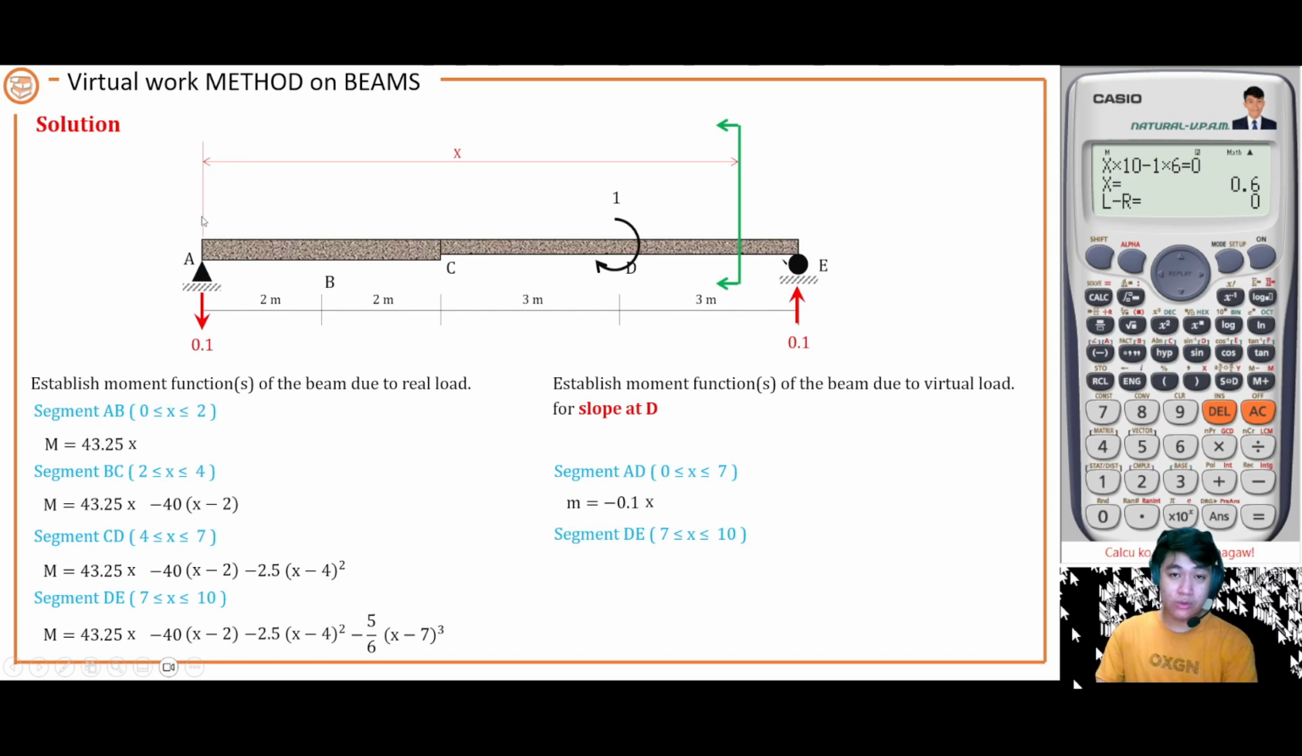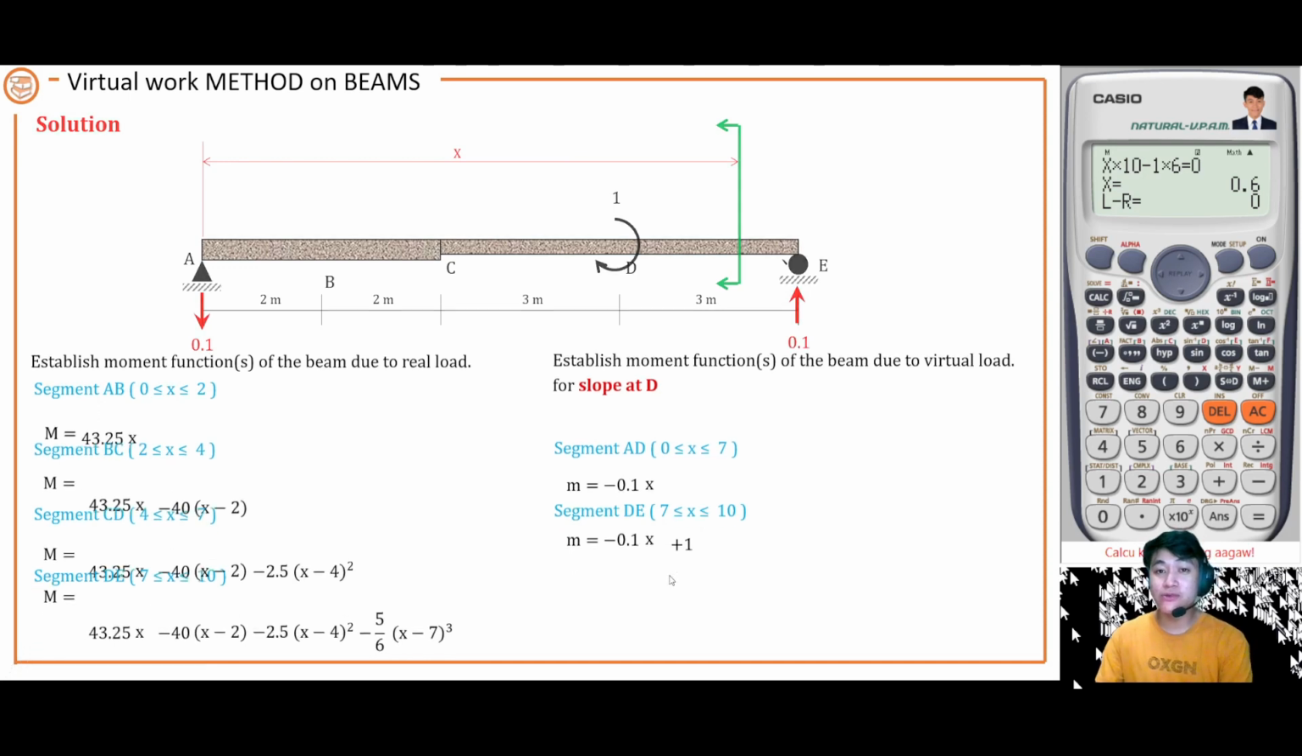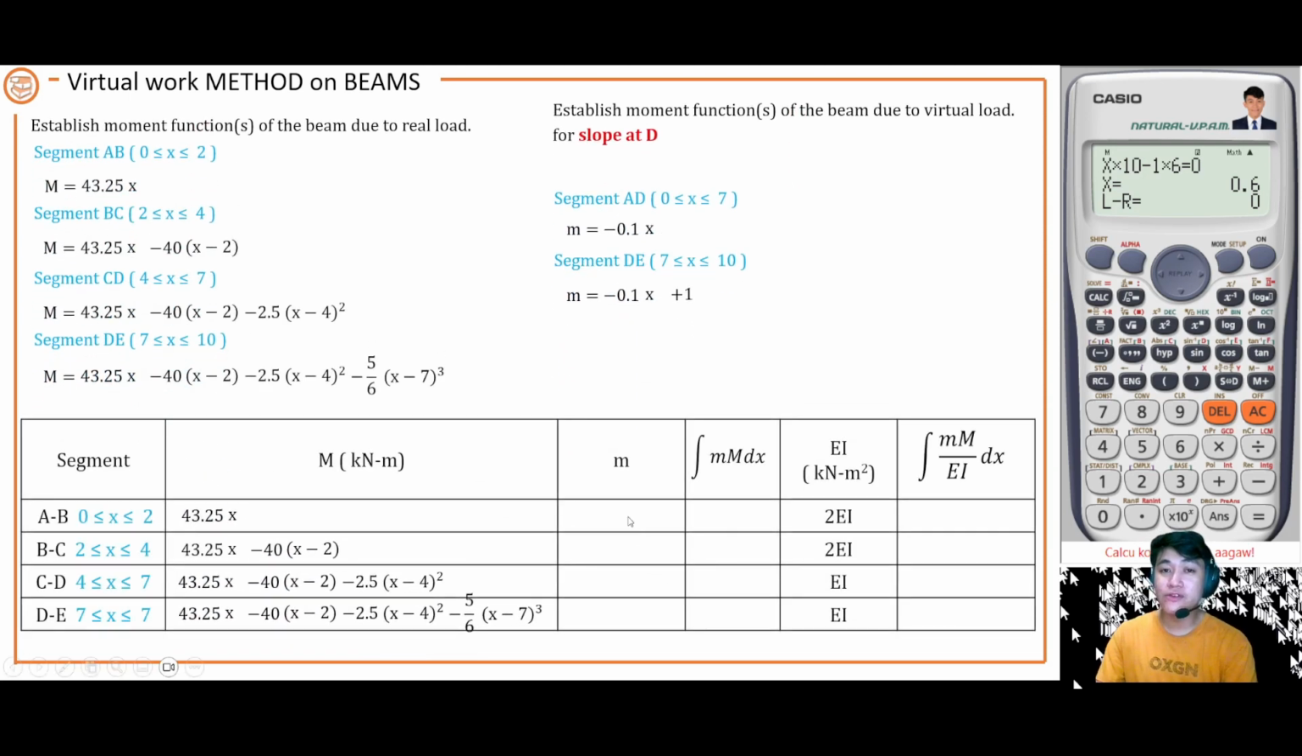Okay, so this is counterclockwise, negative, and this is a clockwise moment, plus 1. That's it, no? Just tabulate for the slope at D. So take note, this is for A to D. Meaning, sakop niya na yung hanggang dito sa third row. Okay, A to B, B to C, and C to D. So, let's just input negative 0.1, negative 0.1, and another negative 0.1. And finally, for segment DE, that is negative 0.1.